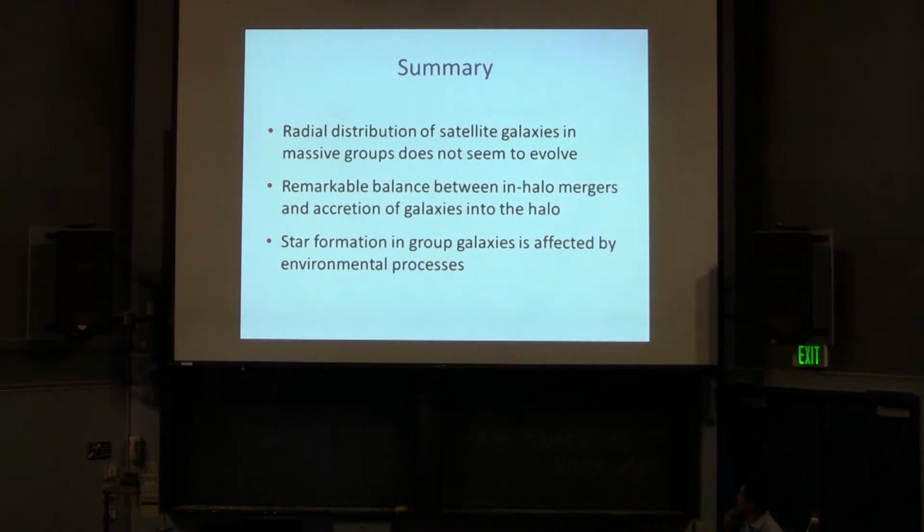OK, so just to summarize, I first showed the radial distribution of galaxies in massive groups. And I showed that there's this remarkable balance between in-halo mergers and accretion into the halo. And the last thing I showed was that star formation in group galaxies, and these are no longer all that massive, is actually affected significantly by the halos in which they reside. Thanks.